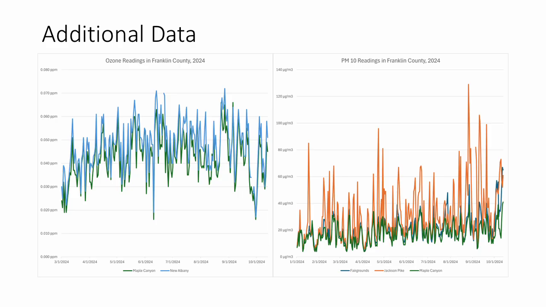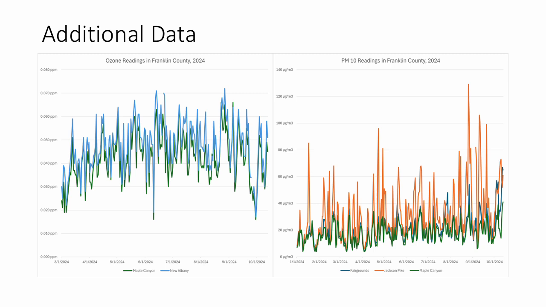Less data was available for ozone and PM10, but some relationships are still discernible. Ozone was fairly consistent between New Albany and Maple Canyon, which seems consistent with other data. This data alone does not seem sufficient to suggest any kind of relationship with urbanization and ozone. More data collection may be required at different monitoring sites.